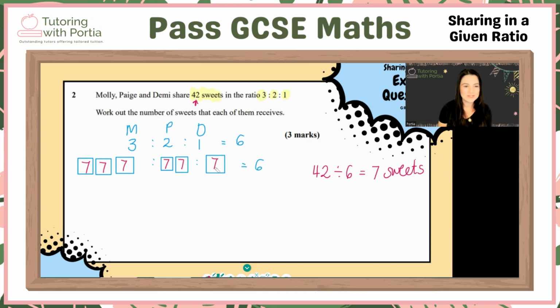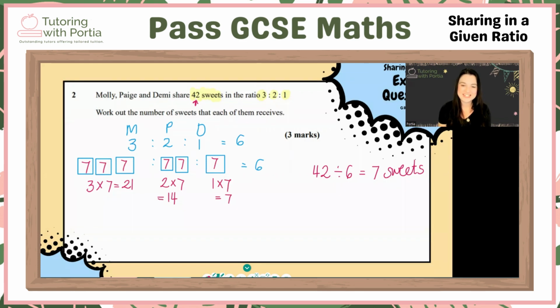We can now use that to calculate how many sweets they each have. So for Molly, she's got 3 times 7, so she has 21 sweets. Paige, she has 2 times 7, which gives her 14 sweets. And Demi has 1 times 7, so poor Demi, she's only got 7 sweets.